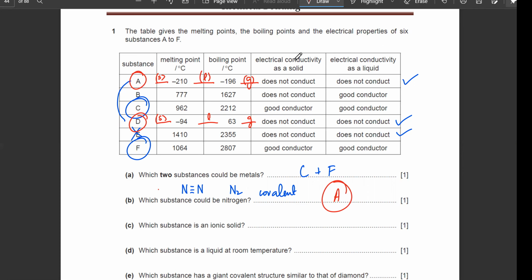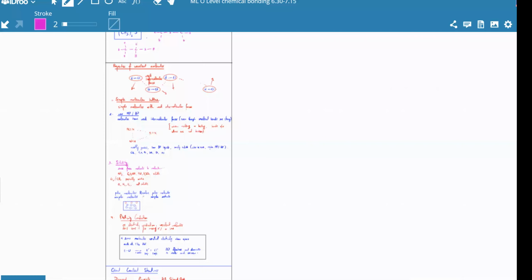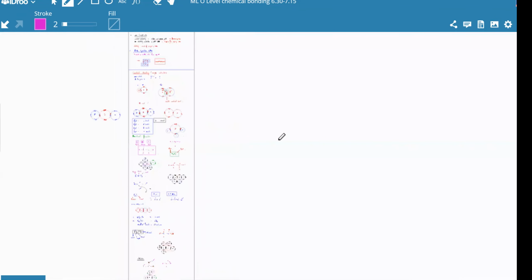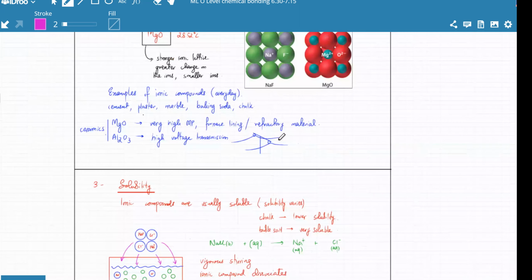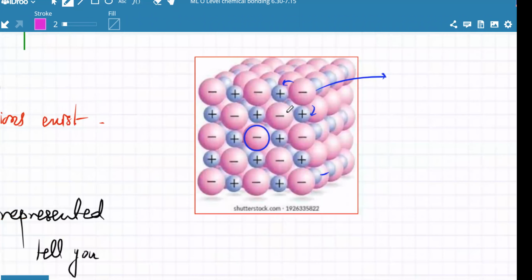Okay. Next one: which substance is an ionic solid? Ionic substances, do they conduct electricity? In solution, and when molten or in aqueous state. Exactly. When it's molten, because in the solid state the ions cannot move. In the solid state the positive and negative ions are all stuck in their place. So it's a giant ionic lattice.